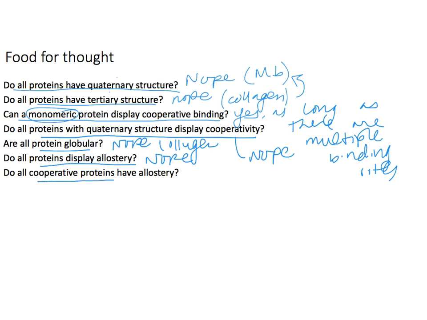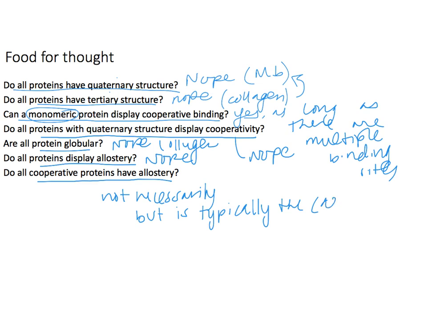Does a cooperative protein also have to be allosteric? So do you have to have allosterics in order to be cooperative, or cooperative have to be allosterics? This is not necessarily, but is typically the case where the cooperativity is facilitated by allosterics.